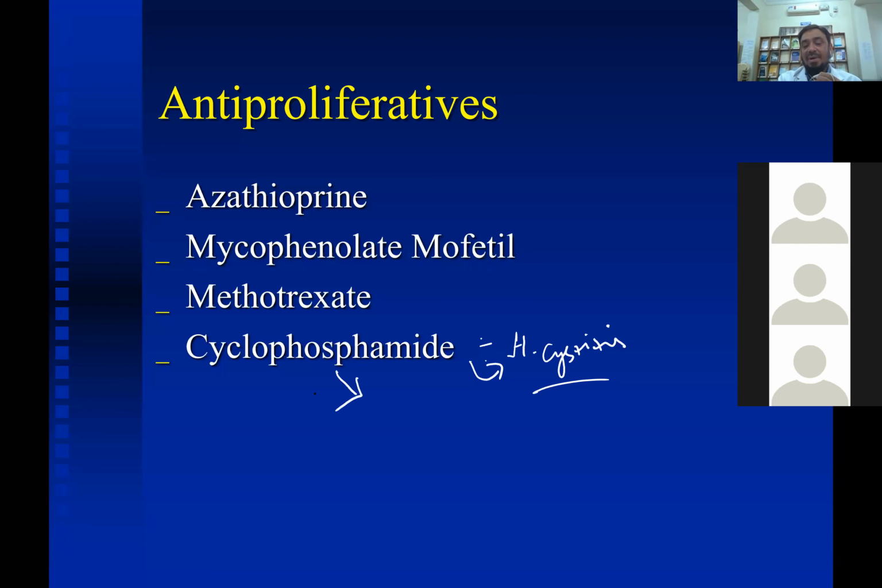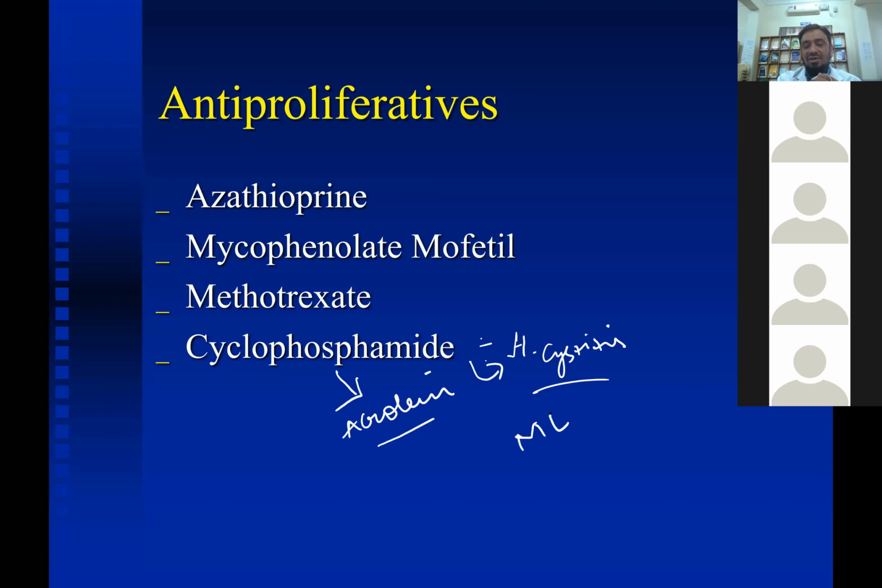Cyclophosphamide is metabolized into two main metabolites. One is aldophosphamide, which is responsible for the action, and second is acrolein. This acrolein is an irritant, and it is responsible for hemorrhagic cystitis. Which drug do you give for treatment of this hemorrhagic cystitis? Mesna. Excellent. You give Mesna.